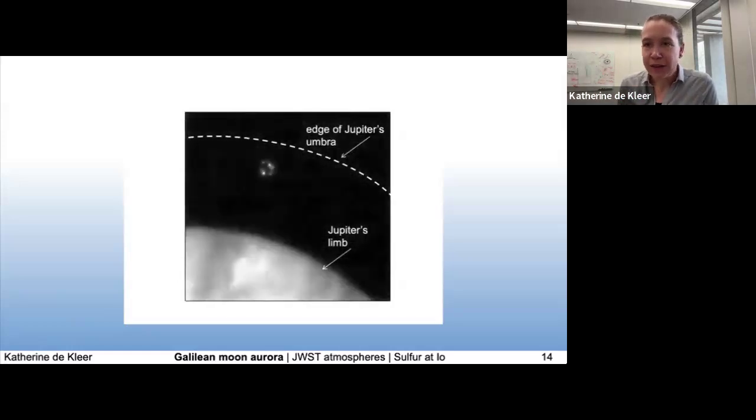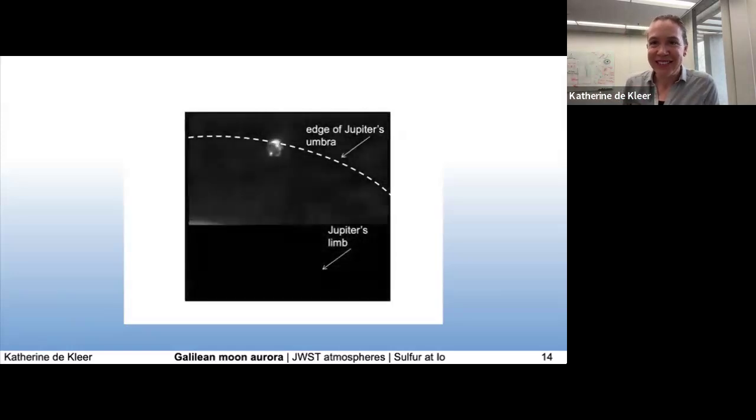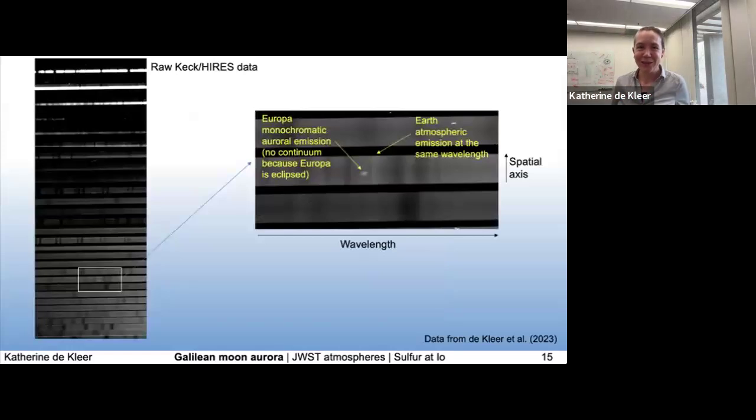Okay, since this may be a group of spectroscopists, or at least some of you, I thought I would for a minute just show some actual raw data, just because it's so cool. On the left is what the data look like for our optical observations of these aurora. This is data from HIRES, the high-resolution spectrograph on the Keck telescope.